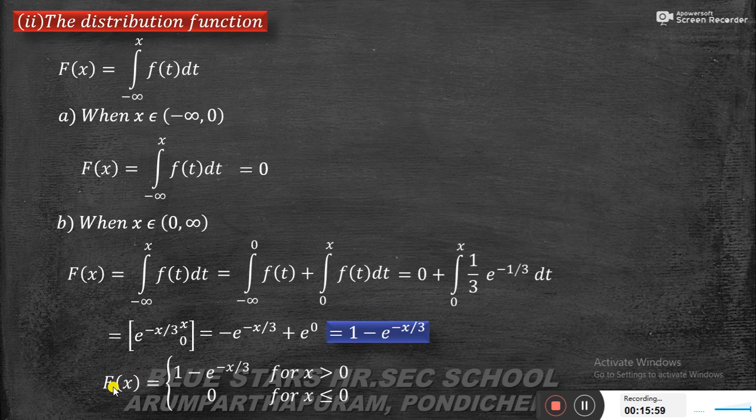Now I write the distribution function, capital F of x equal to 1 minus e power minus x by 3. This is the function for the limit 0 to infinity, that means x greater than 0. Next, F of x equal to 0, the limit is minus infinity to 0, that means x less than or equal to 0. This is the interval. X greater than 0 means 1 minus e power minus x by 3. X less than or equal to 0 means 0. This is the answer for the distribution function. Capital F of x equal to 1 minus e power minus x by 3 for x greater than 0, 0 for x less than or equal to 0.